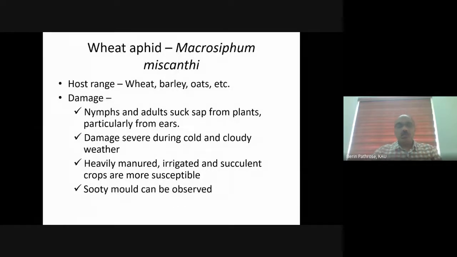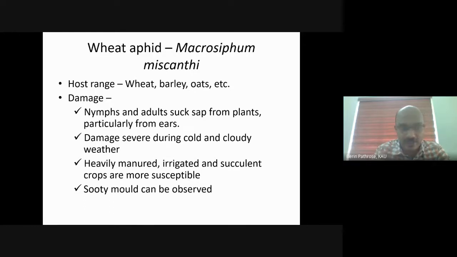So first we will move on to wheat aphid, Macrosiphum miscanthi. I may be moving a bit fast because wheat is not a major crop and doesn't have much insect pest, so I'll be moving a bit fast. As I told you, most of the aphids seen in cereals, especially in rabi cereals, infest a variety of crops such as wheat, barley, oats, etc. These are all rabi cereals. It's not kharif.